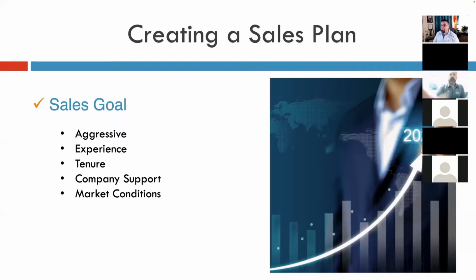Just because you want to sell $4, $5, $6 million this year doesn't mean you have the installation crews in order to actually do that, right? Company support is also a big one. And then fortunately, pretty much throughout the entire country, market conditions are great right now. You shouldn't be held back because of your market condition in 2022. So these are the few key things that go into a sales goal.